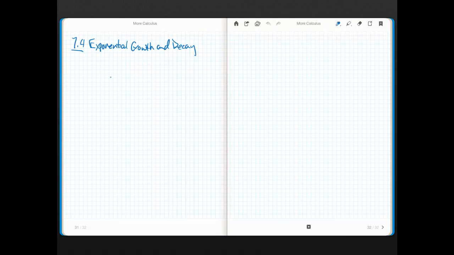We're talking about exponential growth and decay. I don't know how many of you remember this from Algebra 2. You may have seen it again in pre-calculus. But remember this formula: y of t equals y naught e to the kt. And we already established back when we first started with differential equations that this is a solution to dy over dt equals ky.